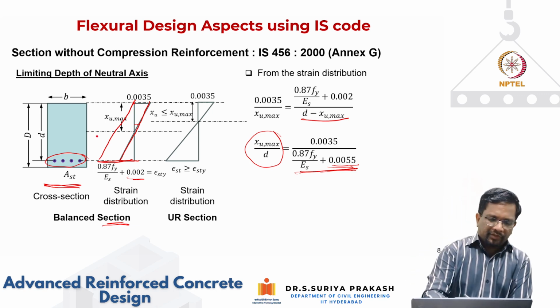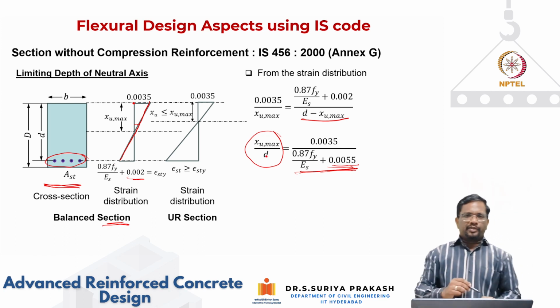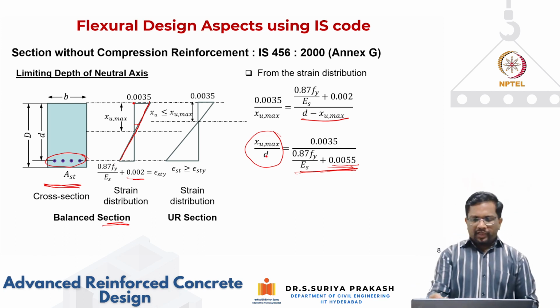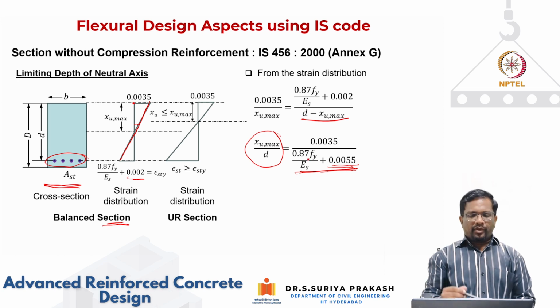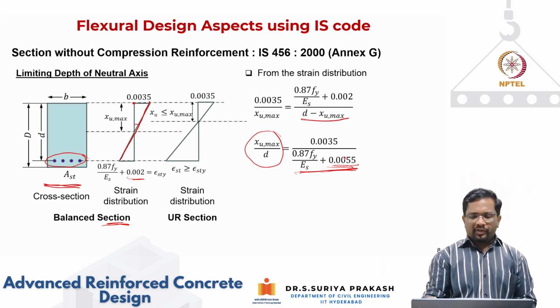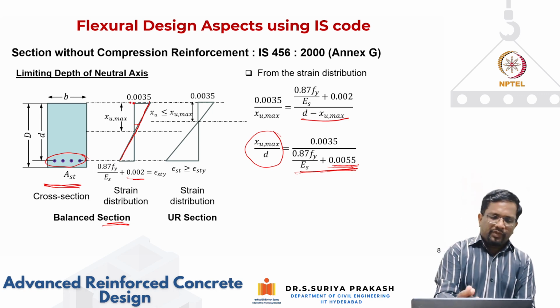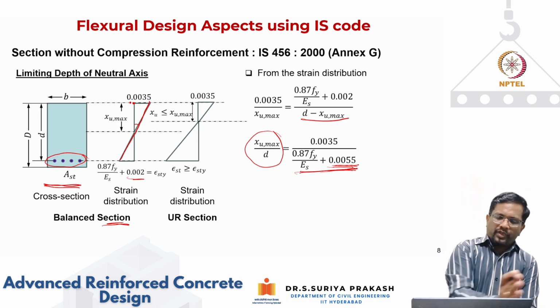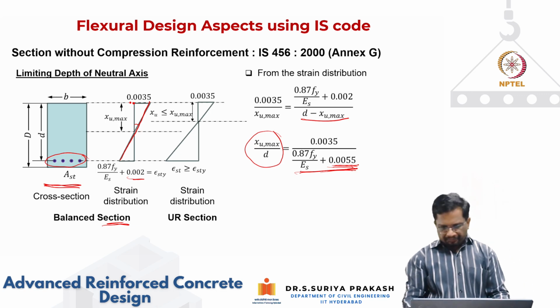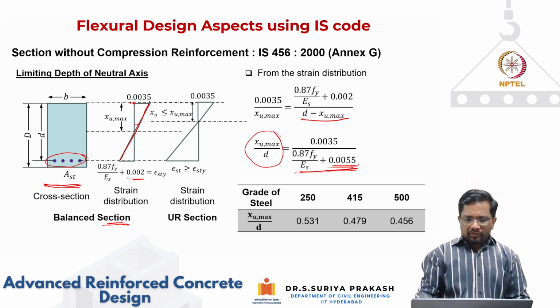But anyway, this is a simple similar triangle. So using that, I can find an expression for my Xu max by d as 0.0035 divided by 0.87 fy by Es plus 0.0055. Again, how did we get this 0.0055? As I said, when you shift this, then you can find that. So this is the expression.